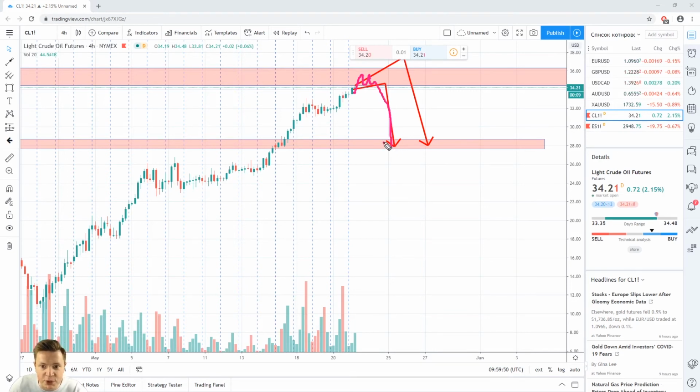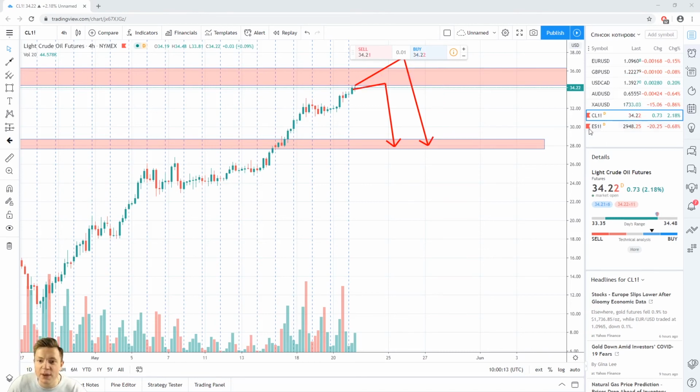My first target will be around $28 per contract, and the second scenario will be a false breakout of the 36 level, and when price breaks this level and goes back again inside this level, it will be my entry points, and also my first target in this case will be around $28 per contract.